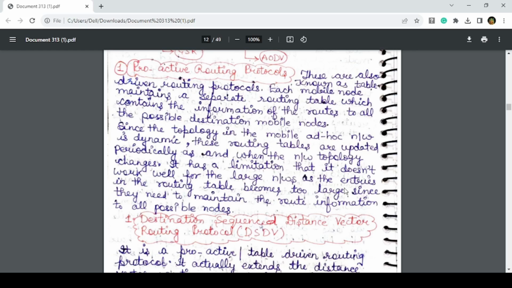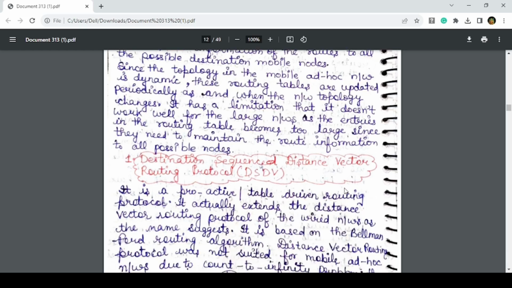In this, every mobile node maintains a separate routing table which contains information of the routes to all the possible destinations of the mobile nodes. Because topology in a mobile ad hoc network is dynamic, these routing tables are updated periodically as the network topology changes. And it has a limitation that it does not work well for a large network area, as the entries in the routing table become too large, since they need to maintain route information to all possible nodes.